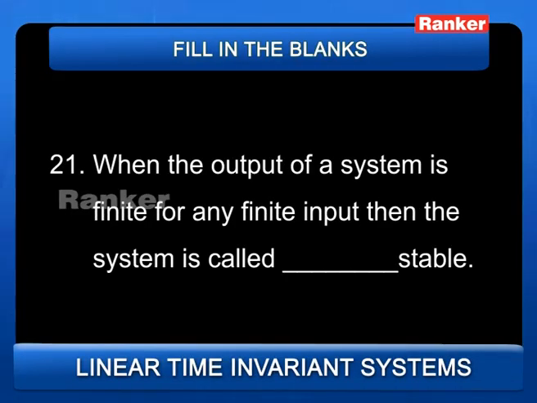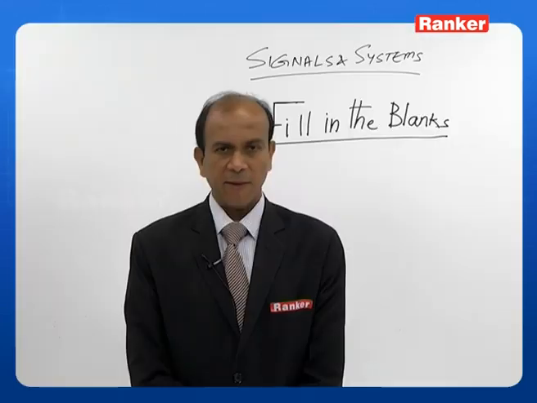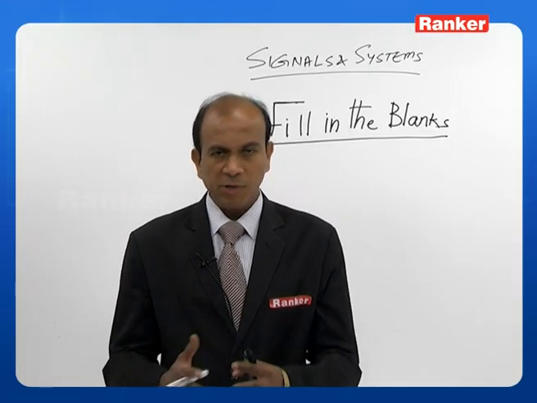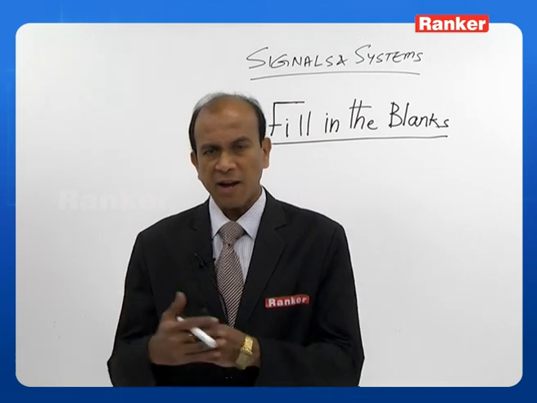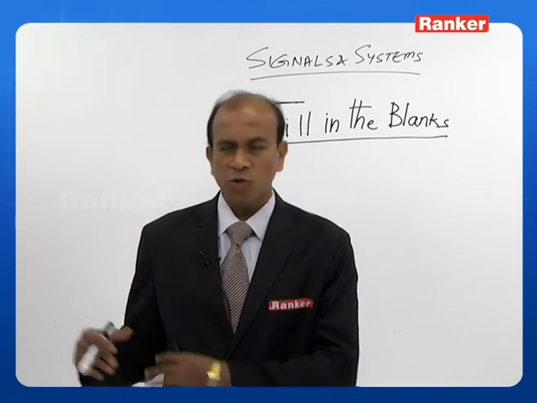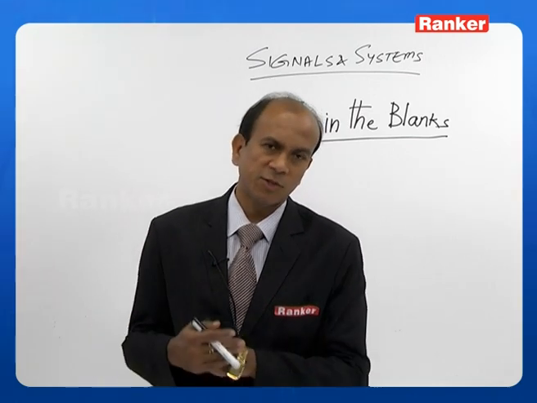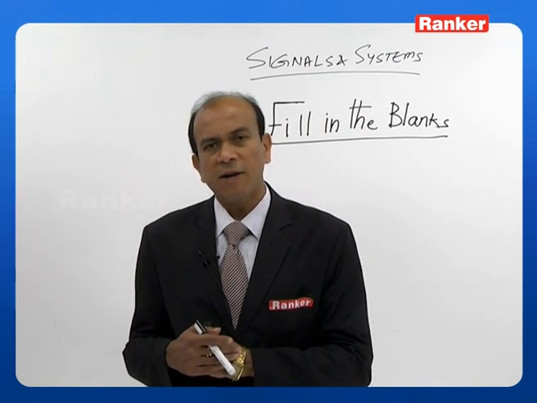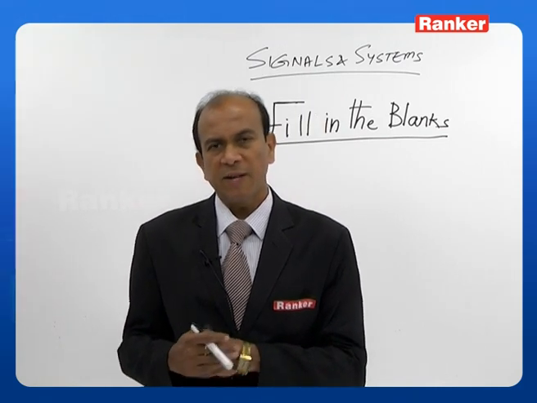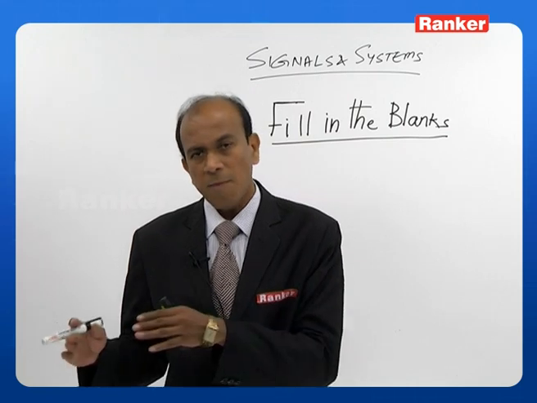Let us move on to the 21st question. What does the 21st question say? When the output of a system is finite for any finite input, the system is called dash stable. When the output of a system is finite for any finite input, then the system is called BIBO stable. That means if the input is bounded, then the output is also bounded, and we call it a BIBO system, that is bounded input and bounded output.